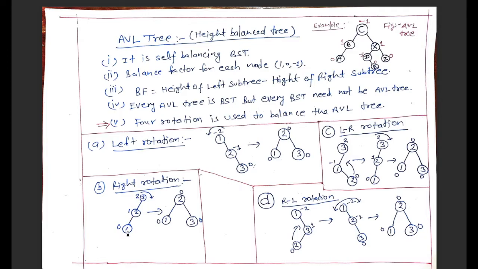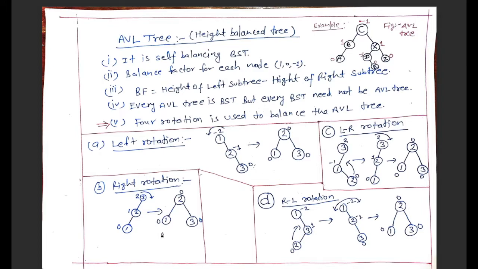Again you can see for the 1, the balance factor is 0. For the 2, the balance factor is 1 minus 0, which is 1. For 3, the balance factor is 2 minus 0, which is 2. When you apply the right rotation, after rotating you get this tree: 2 has come here, 1 on the left side and 3 on the right side. For each node the balance factor is 0, so now this tree is balanced.